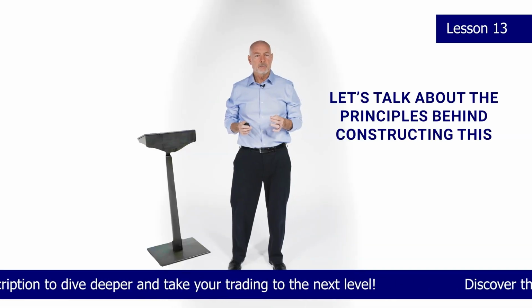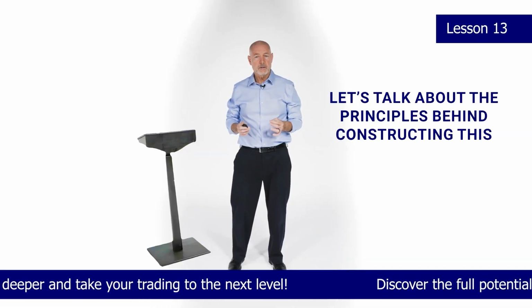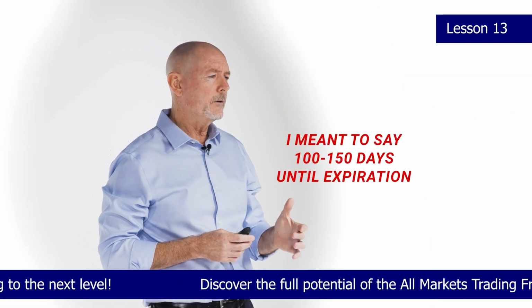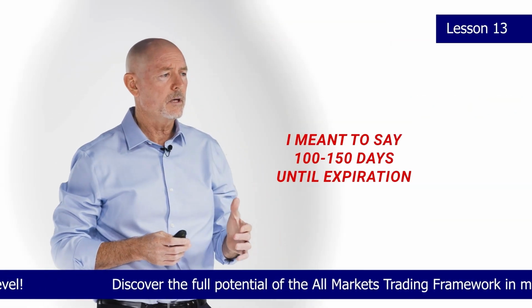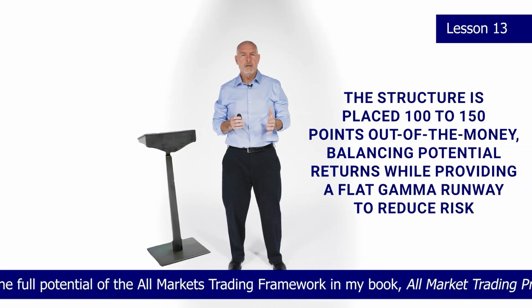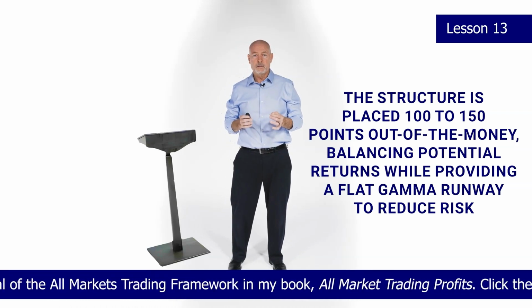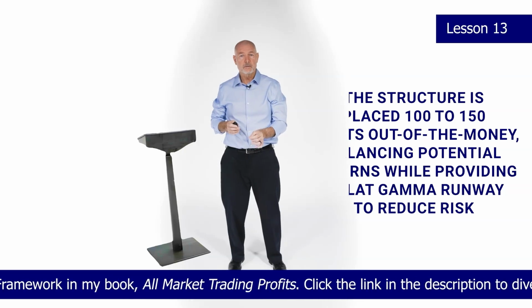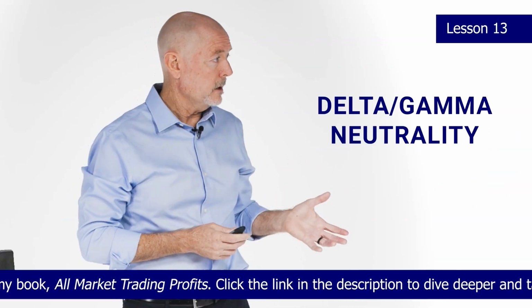Let's talk about the principles behind constructing this. Out of the money positioning. I use options with 150 to 200 days until expiration. The structure is placed 150 to 250 points out of the money, balancing potential returns while providing a flat gamma runway to reduce risk.